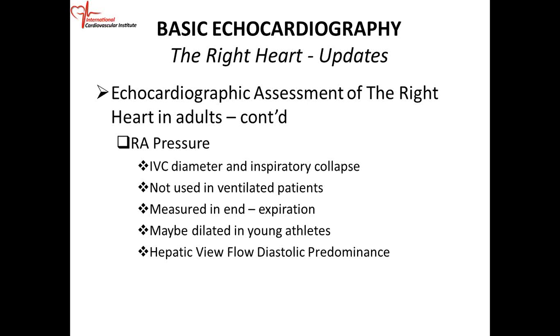The right atrial pressure, it is crucial that you remember how to evaluate right atrial pressure, because in order to get the RV systolic pressure or the pulmonary artery systolic pressure, you have to add the right atrial pressure to your tricuspid gradient. And to evaluate the right atrial pressure, you have to look at the IVC diameter and its collapsibility in inspiration. Remember, the normal IVC should be much less than 2.1 centimeters. It's supposed to collapse more than 50% in inspiration.